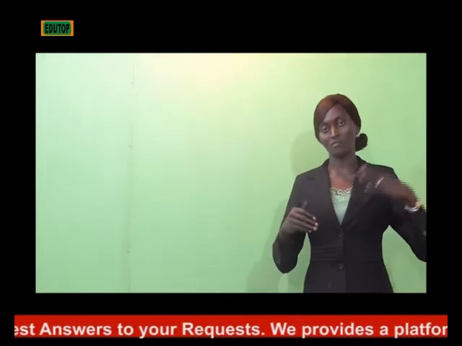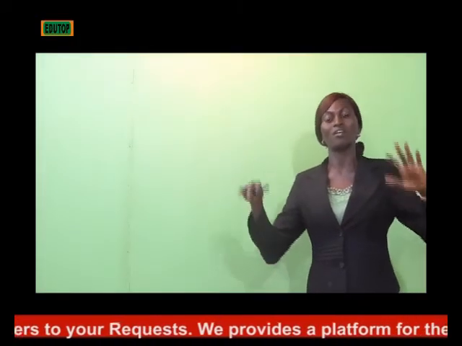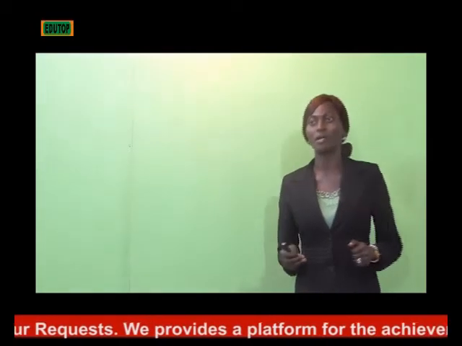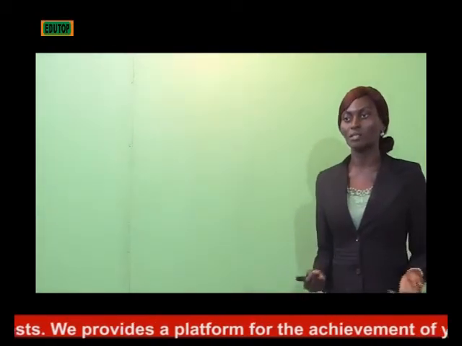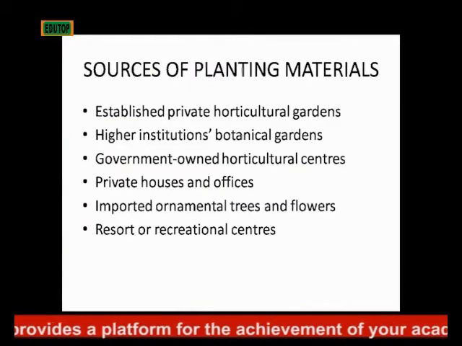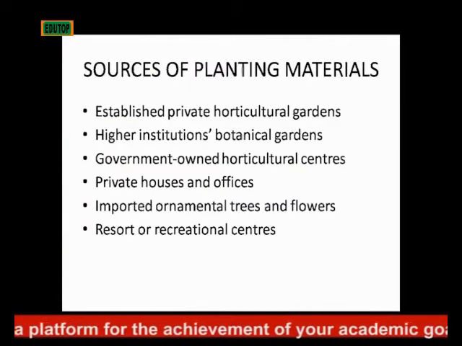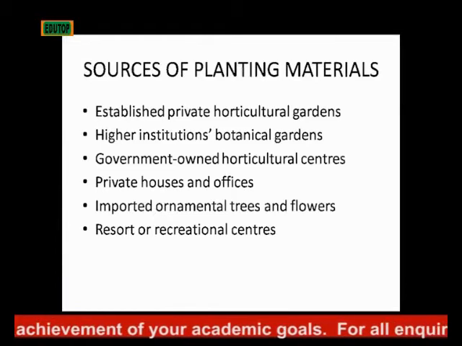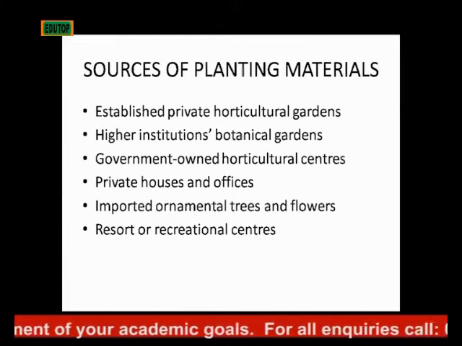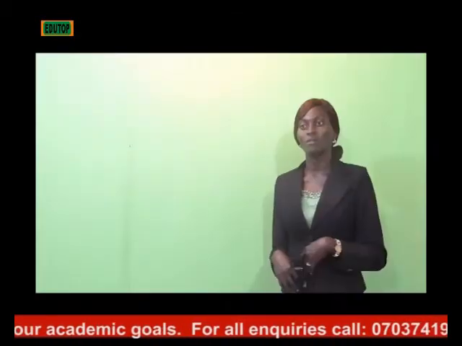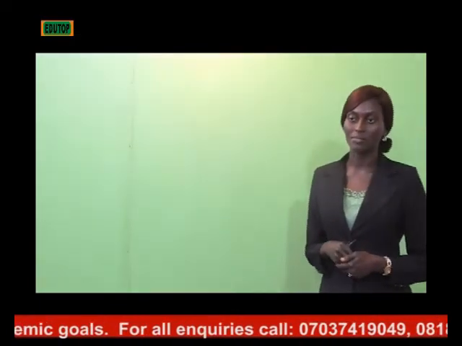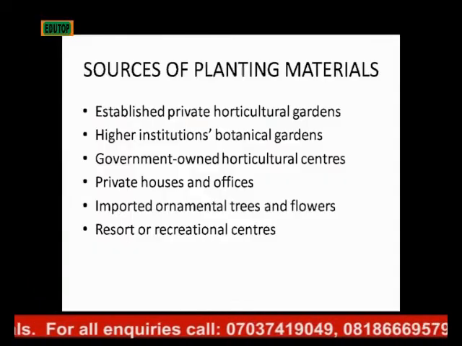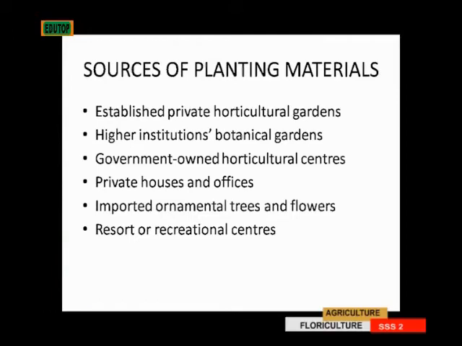Now, this is different from the private one. This is a government-established horticultural center. Then you can also get planting materials from private houses and offices. Also, you can import ornamental flowers from abroad, just bring them into the country. Then another place you can get planting material is resort or recreational centers. You can get planting materials from there.